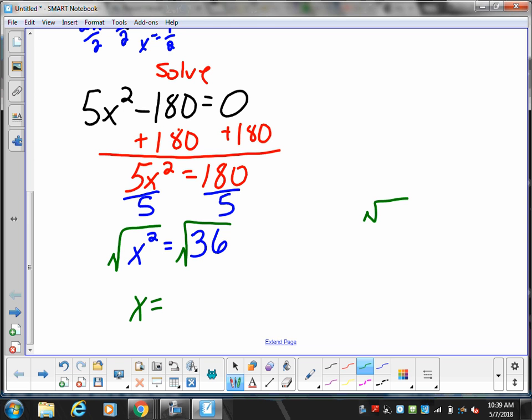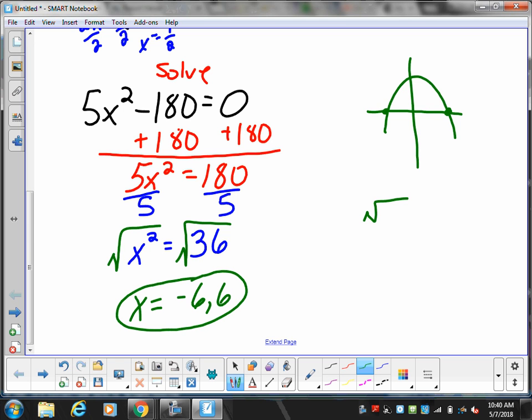Now, remember when we talked about the graph, how many solutions do we have on a quadratic? All we found was one here. Except you can also have a negative, because a negative 6 squared is also 36.